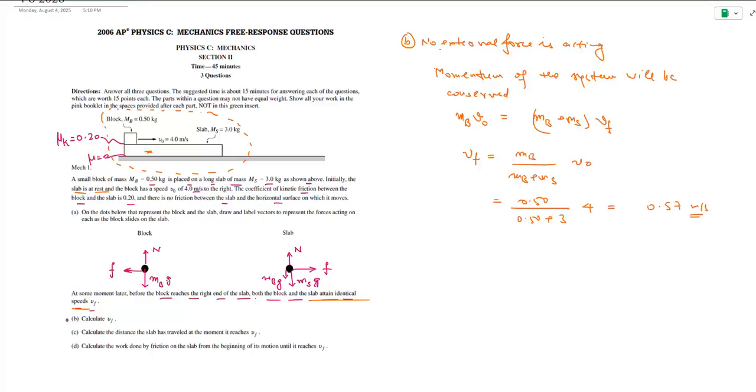Now the B part is answered. C part: calculate the distance the slab has traveled at the moment it reaches Vf. So what is the distance traveled by the slab? How will you do that? We can find the acceleration of both the block and the slab. So why is there an acceleration?